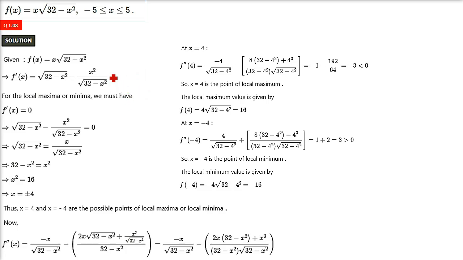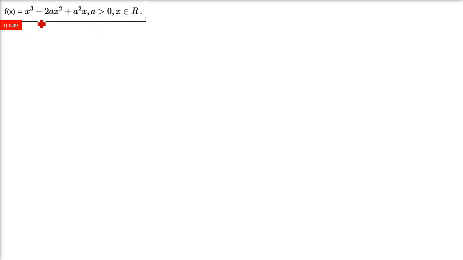So this is the reference of the solution I just explained. I always say that differentiation is your responsibility. The function is x cube minus 2ax square plus a square x, where a is greater than 0 and x belongs to real numbers. The first step is f dash x, the differentiation of this function. It's 3x square minus 4ax plus a square. The first step is already done.